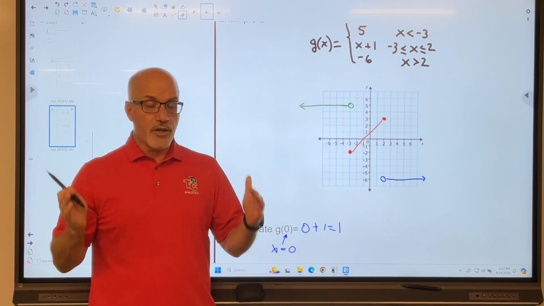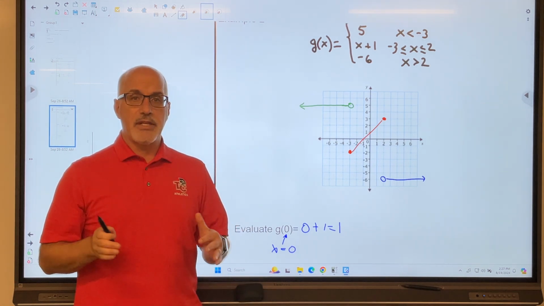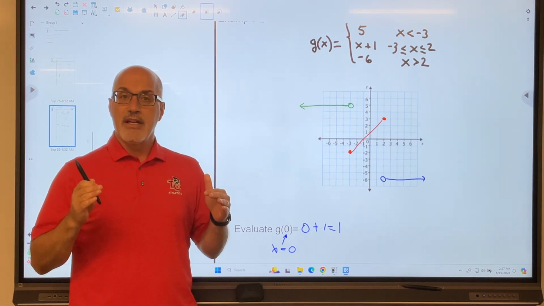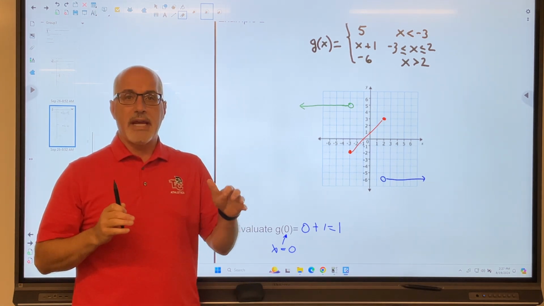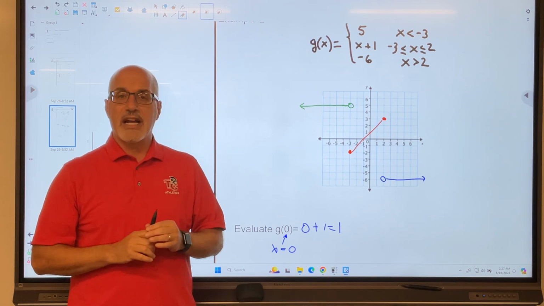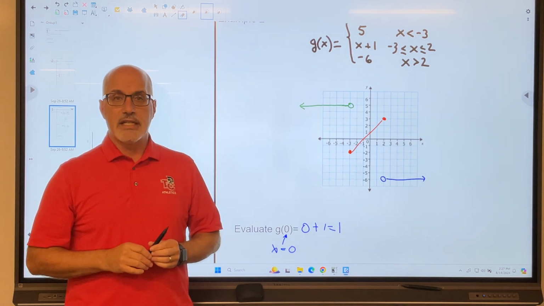So these are more extensive piecewise graphs. Sometimes you'll have several rules to deal with. Just focus on the restricted domain, use that rule with those x values, and you'll get your entire graph.